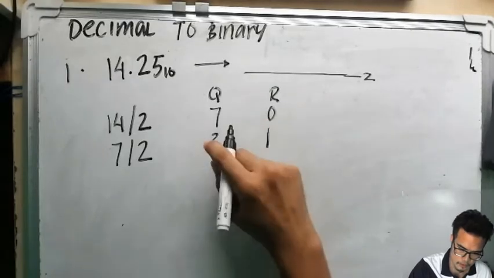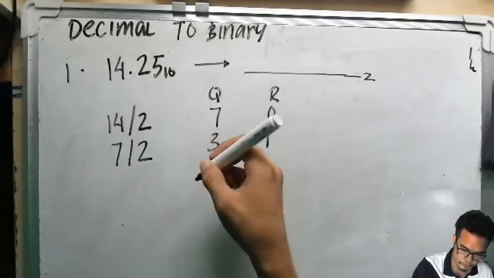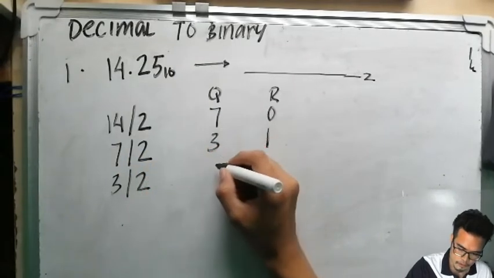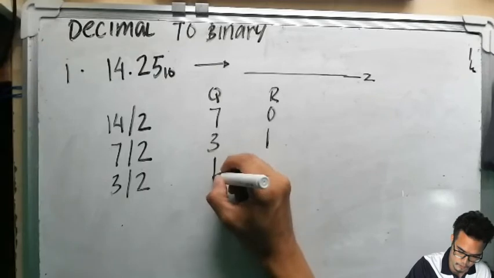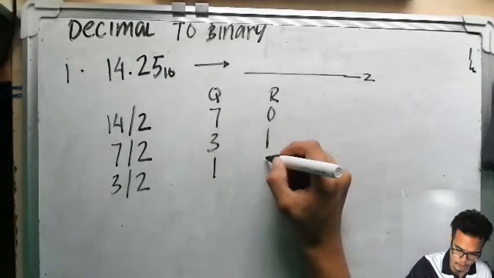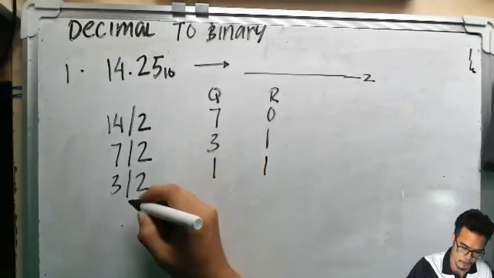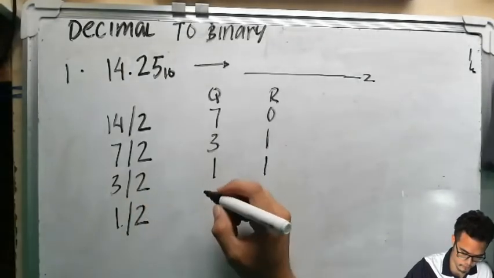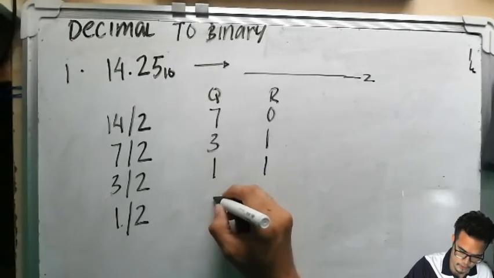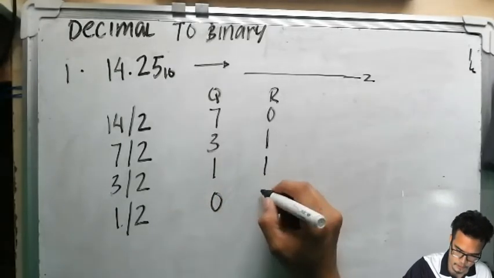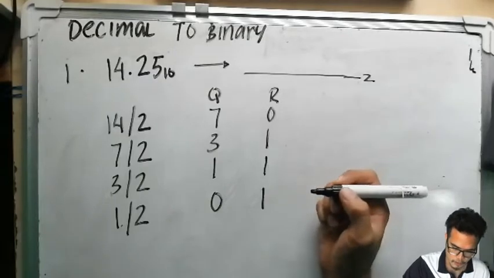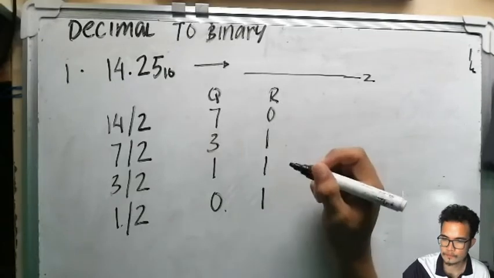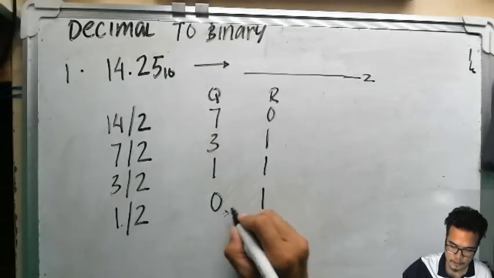Next, get the quotient and continue the iteration. 3 divided by 2 is equal to 1, and the remainder is 1. Then get the quotient, 1 divided by 2, which is equal to 0, and the remainder is 1. Since the quotient is equal to 0, stop the iteration.